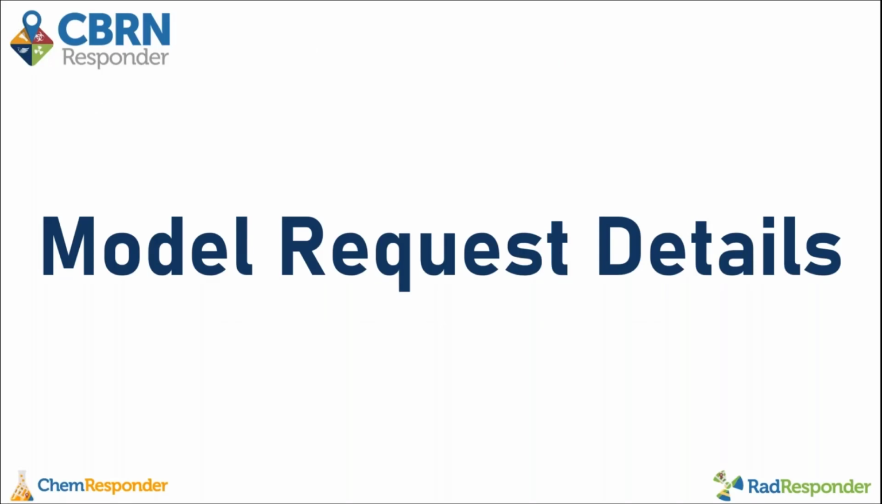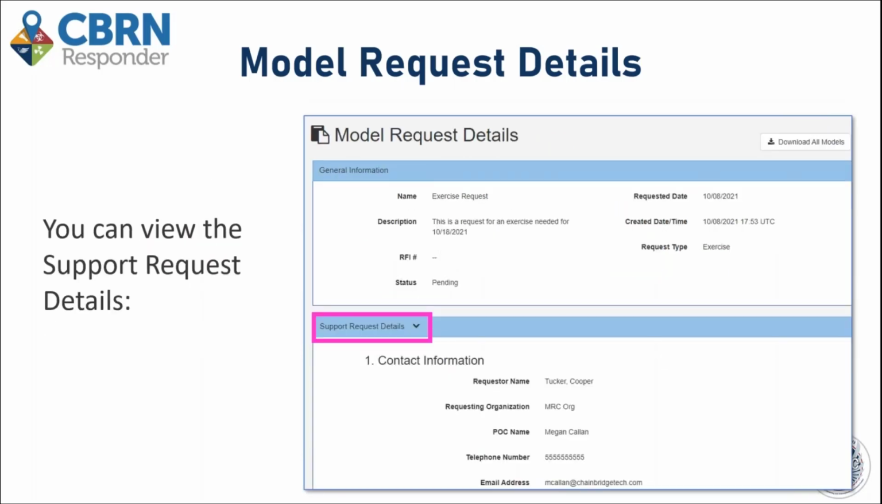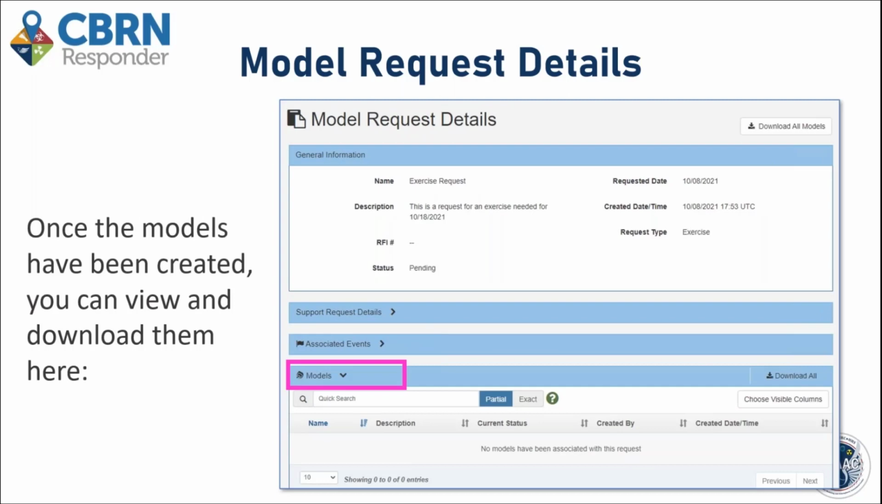Once you have created the request, you will automatically be directed to the model request details page. So this will show you all the information that you just had entered as far as general information. You can also open the support request details section to view all of those fields. You can also view the events you associated the model request with. And if you click the magnifying glass next to the event name, you will be automatically directed to that event.